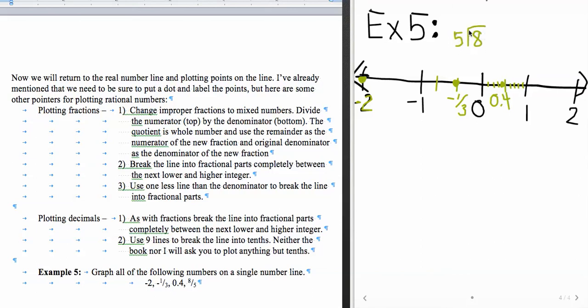So I'm going to take the numerator 8 and divide it by the denominator 5. 5 goes into 8 one time, remainder 3. And now from there, I see that this is 1, and the remainder is the numerator, and the denominator is the denominator of that fraction. So I need 1 3/5, which tells me that I'm going to be between 1 and 2.